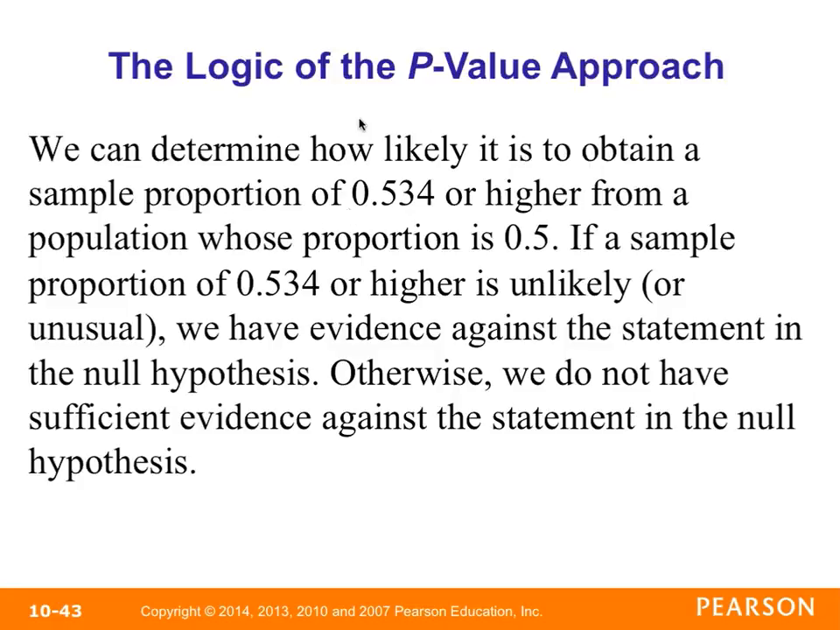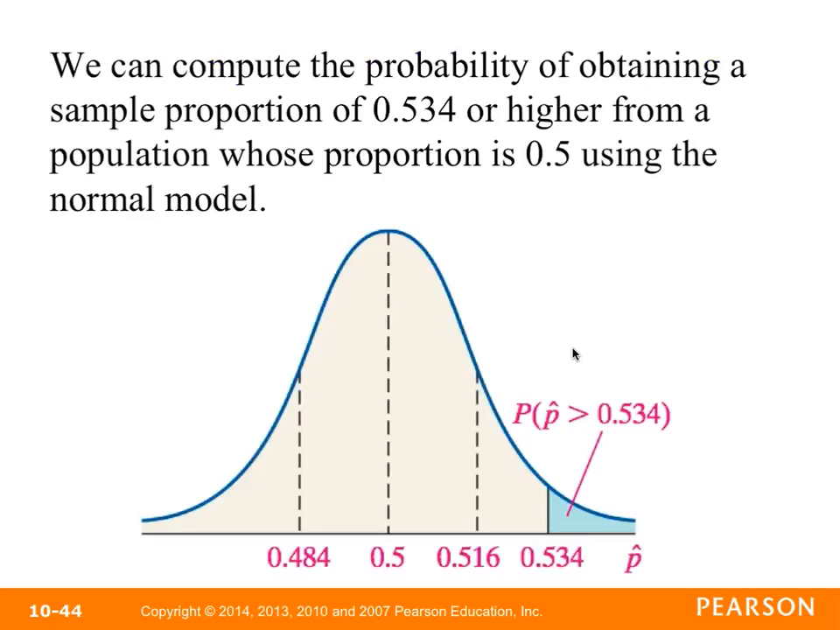So what we can do is determine how likely it actually is to obtain a sample proportion of 0.534 or higher when the actual population proportion is 0.5. And if the sample is very unlikely or unusual, we have evidence against the statement in the null hypothesis. Otherwise, we don't really have sufficient evidence to say. So we're going to compute a probability. All we have to do is find the probability of getting p hat greater than 0.534, okay?